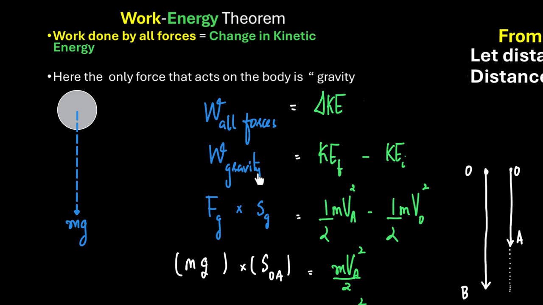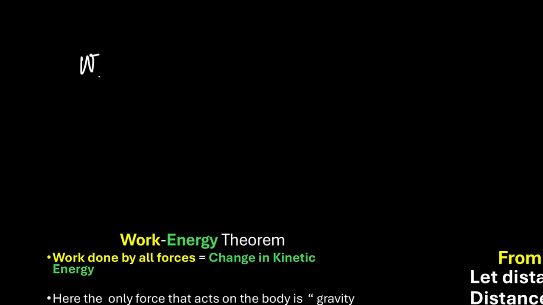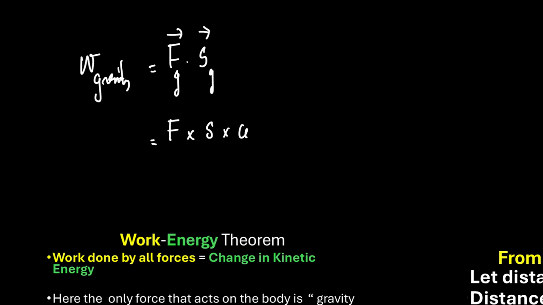What is the work done by gravity? See, work done by gravity is equal to F dot S, or F of gravity dot S of gravity. What is F dot S? It is F times S times cos theta. What is theta here? Very important.